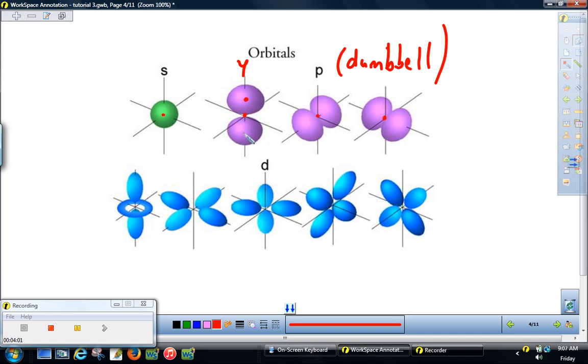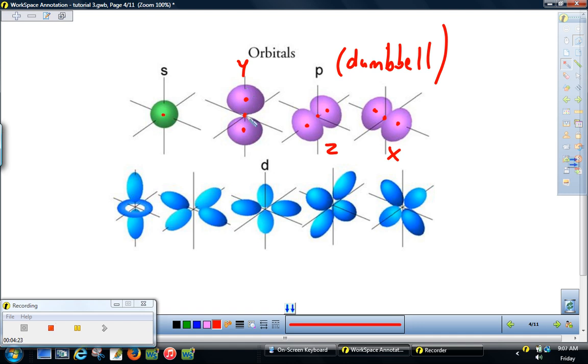One electron can go here, one electron can go here, so we have room for 2 electrons. This is the third dimension, the z-axis. And so an electron can go here, an electron can go here, in front and behind the nucleus. And this is the x-axis, an electron can go here, to the left and to the right of the nucleus. So we have 3 dimensions.